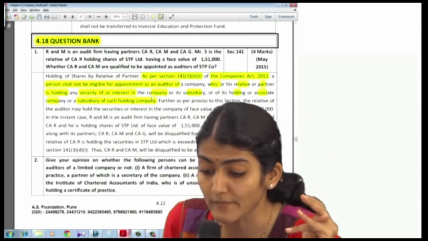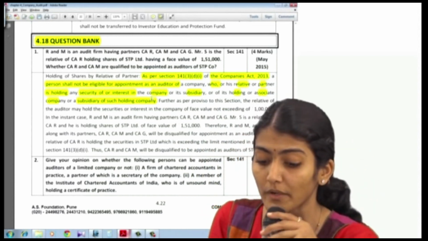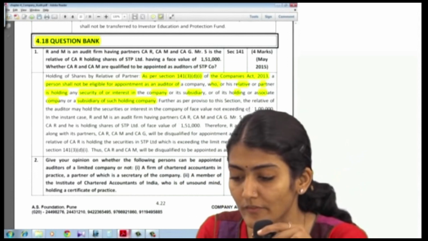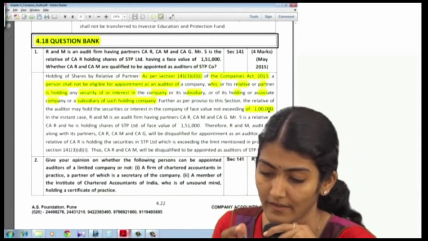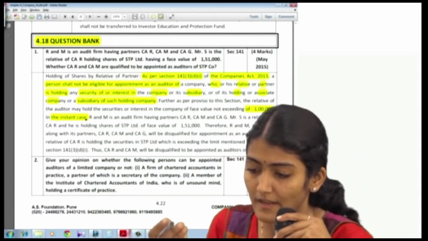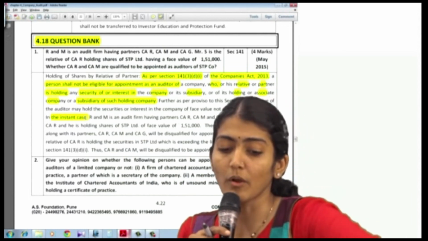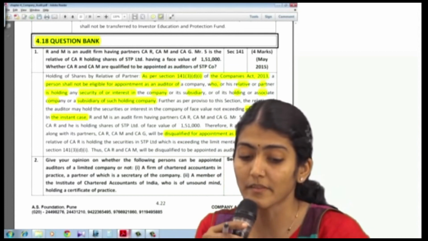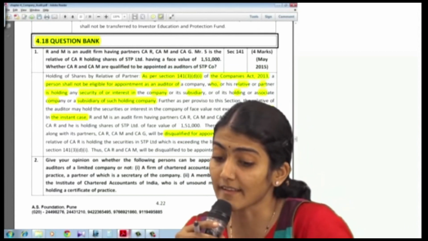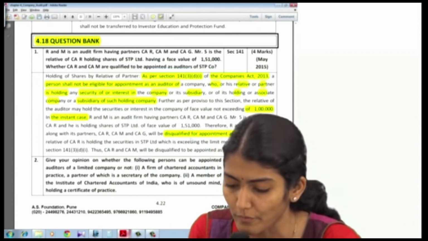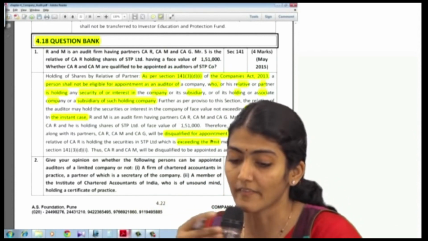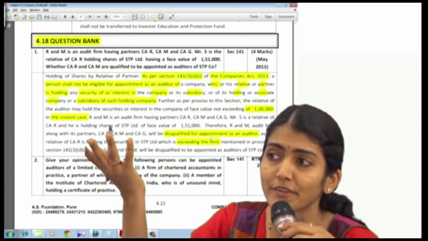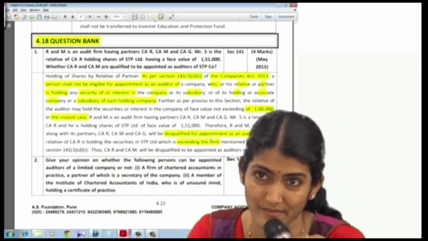Further, as per the proviso to the section, the relative of the auditor may hold security or interest in the company of a face value not exceeding 1 lakh. In the instant case, R&M audit firm along with its partners will be disqualified for appointment as an auditor, as the relative is holding securities exceeding the limit mentioned in the proviso to 141(3)(d)(i). Therefore, R&M will be disqualified to be appointed. They have not yet been appointed, so there is no question of vacation of office.